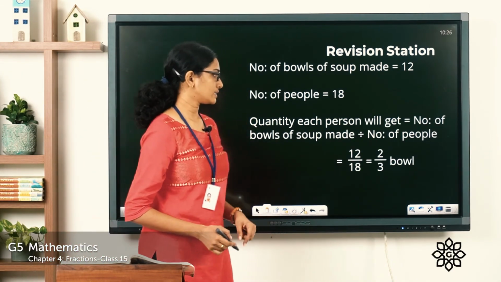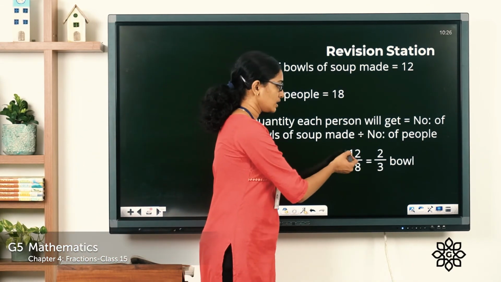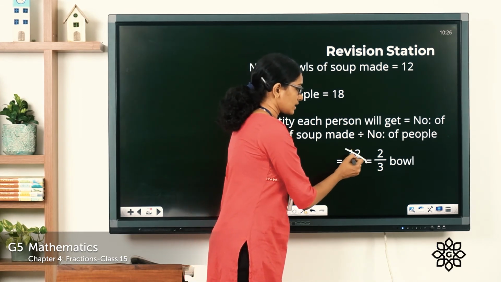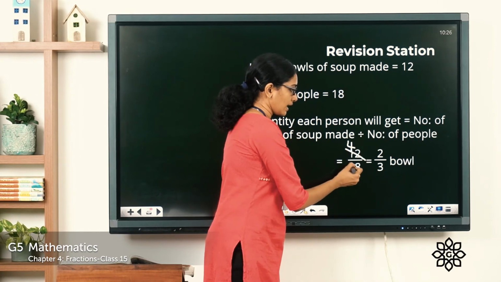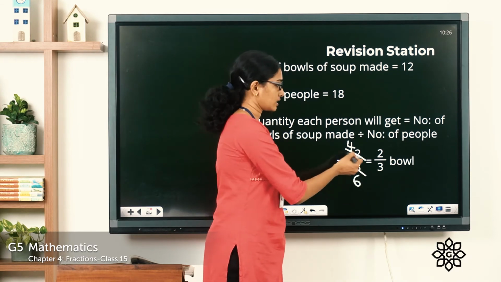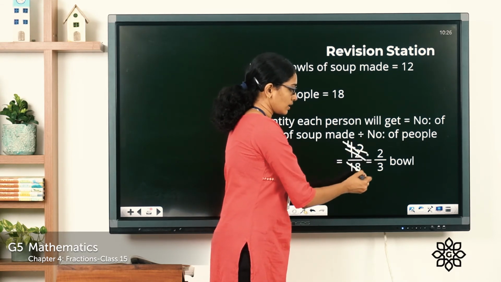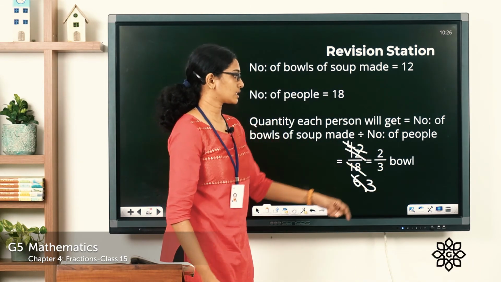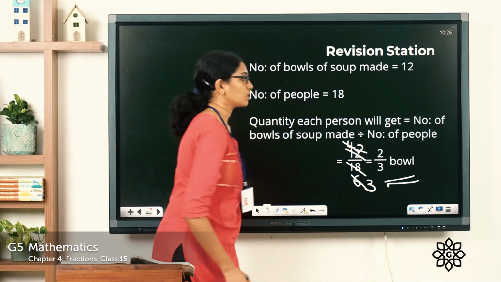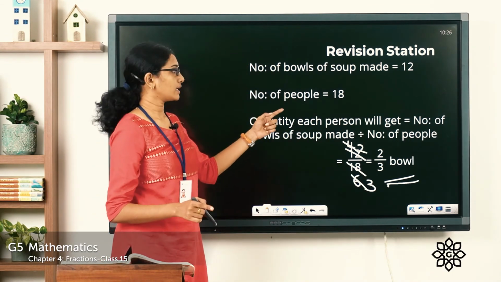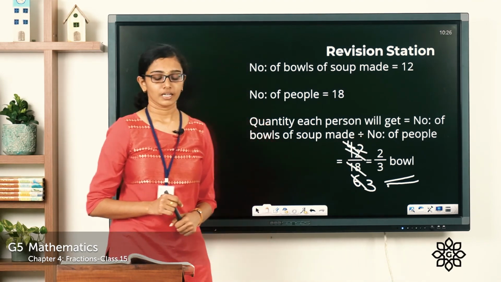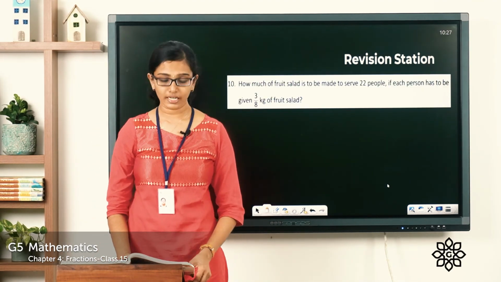See, 12 and 18. Let's cancel out the common factors. This 12 and 18 are multiples of 3. So 12 divided by 3 is equal to 4 and 18 divided by 3 is equal to 6. Again, we can cancel out common factors. 4 divided by 2 is 2 and 6 divided by 2 is equal to 3. So the fraction becomes 2 by 3 or 2 by 3rd of a bowl. So when 12 bowls are divided among 18 people, each person will get 2 by 3rd of a bowl. Clear?